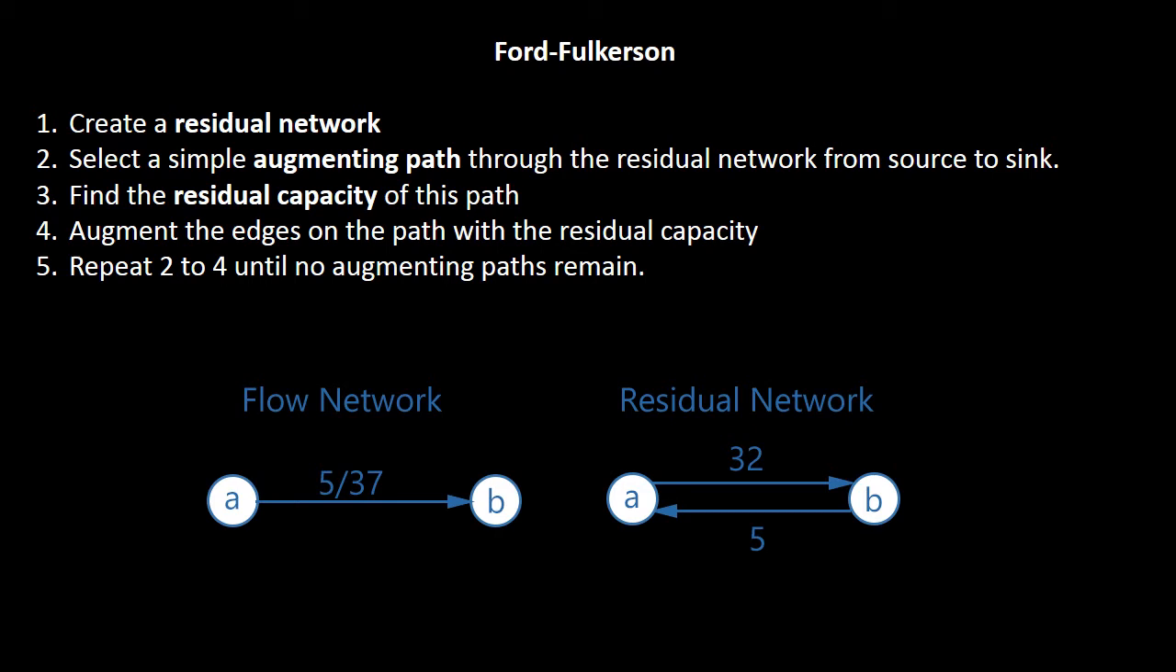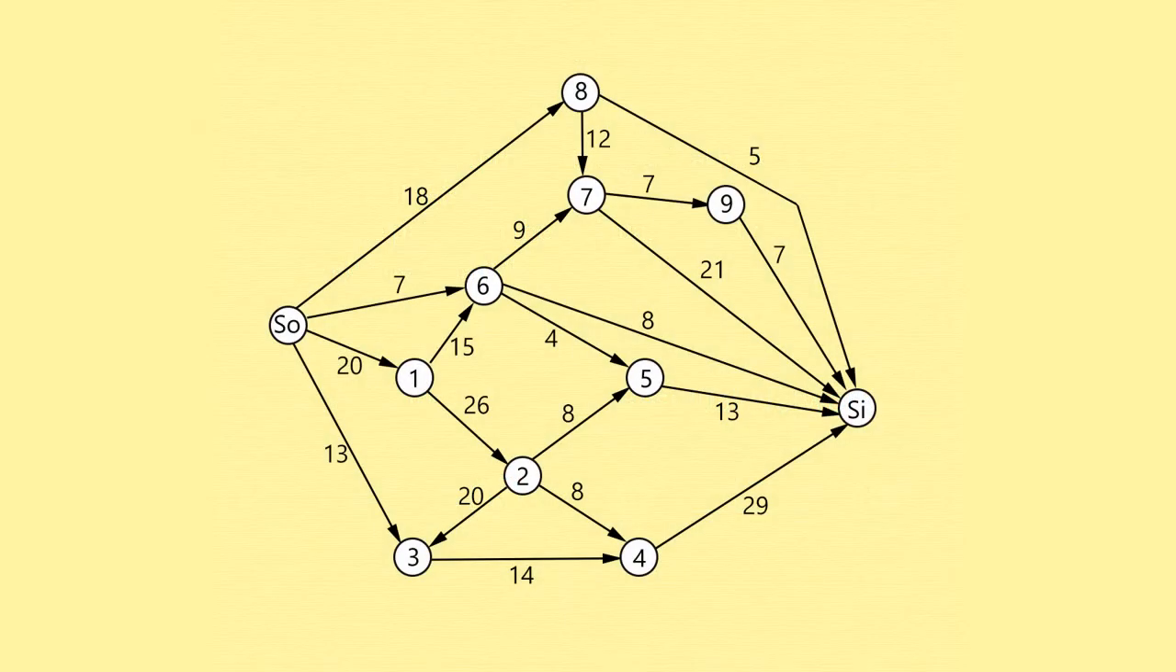The residual network replaces every edge with a pair of edges, one in each direction. The edge in the residual network which matches the direction of the original edge represents the additional amount of material which can flow down the edge before it reaches capacity. The edge in the opposing direction represents the current flow down the original edge. Summing both the edges in the residual network gives the capacity of the edge in the flow network.